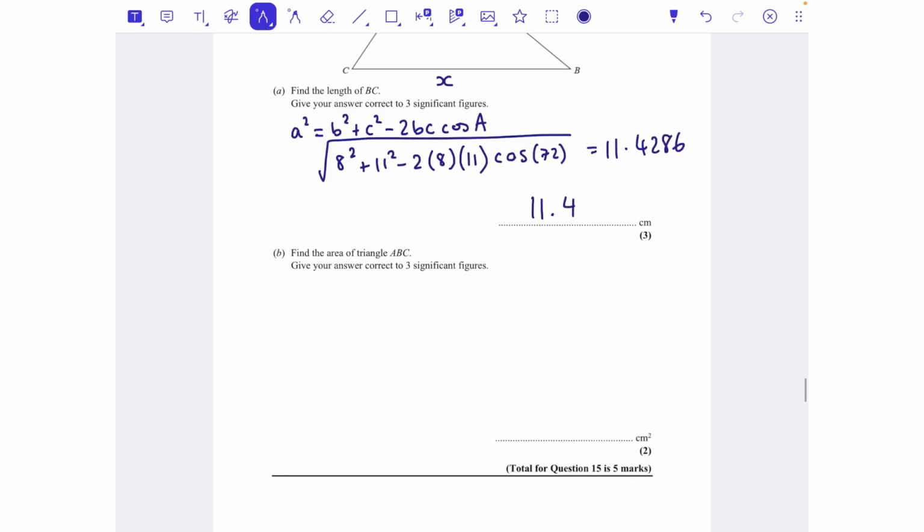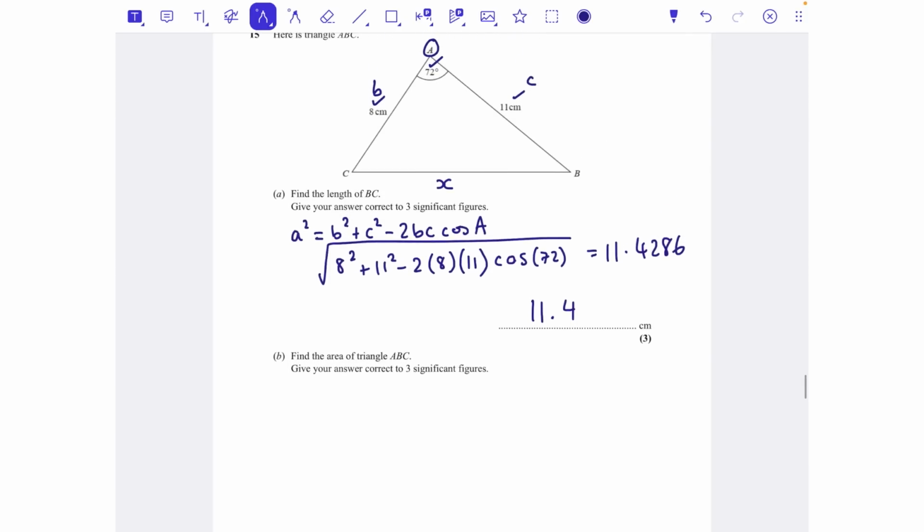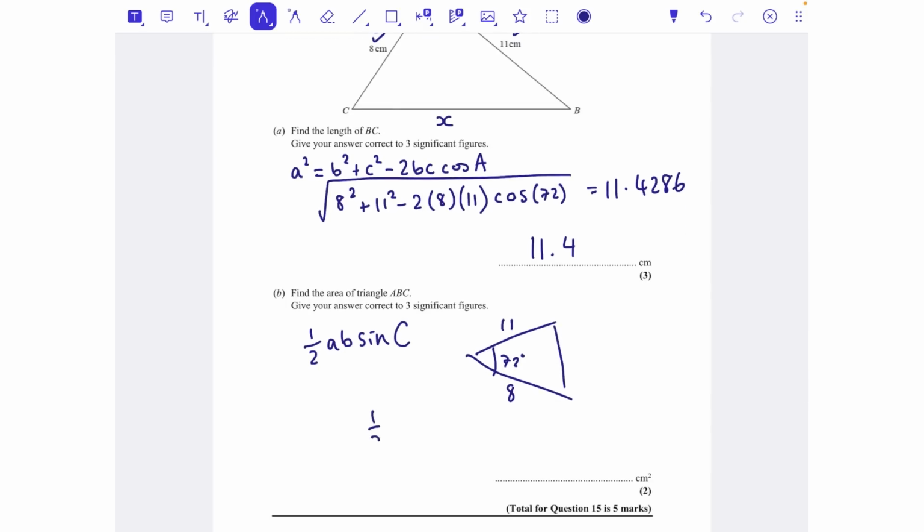Find the area of triangle ABC, give your answer correct to 3 significant figures. So I've included this in a couple of questions. And remember, for area, we're doing half ab sine C. So this again is the perfect setup for that. You've got 2 sides, 11 and 8, and the angle in between, 72 degrees. So it's going to be half times 11 times 8 times sine 72.